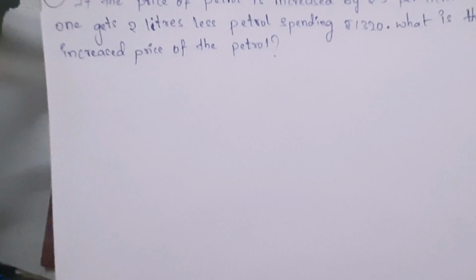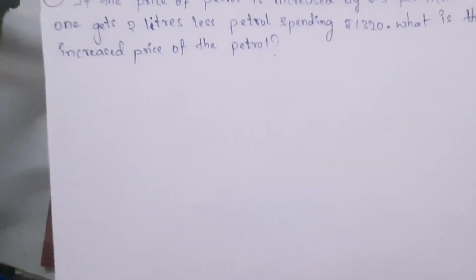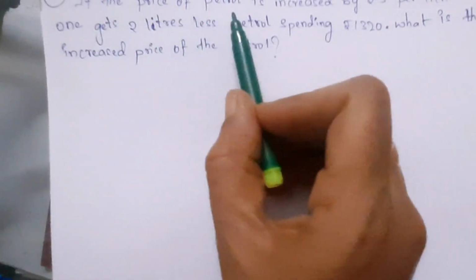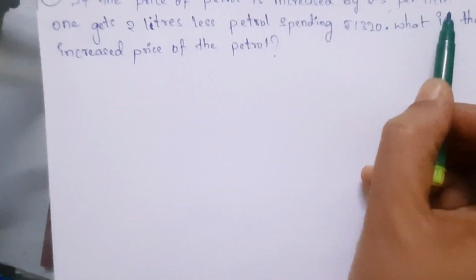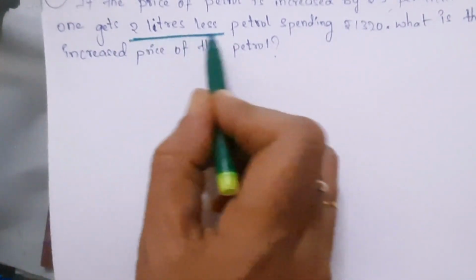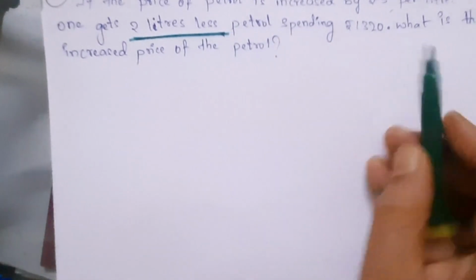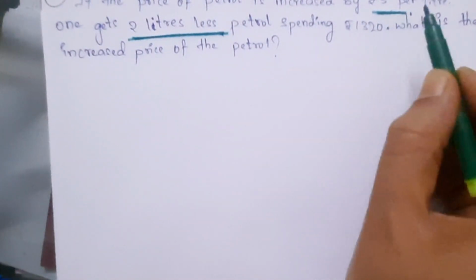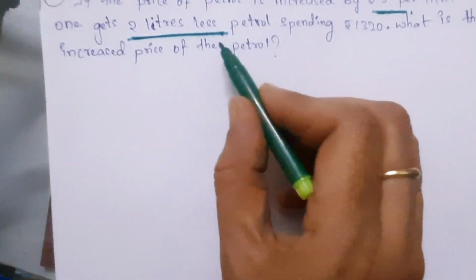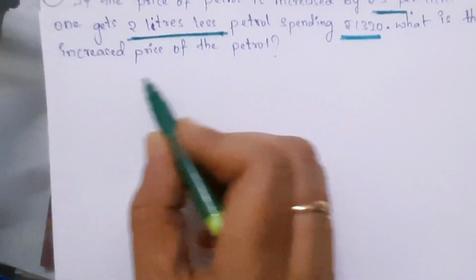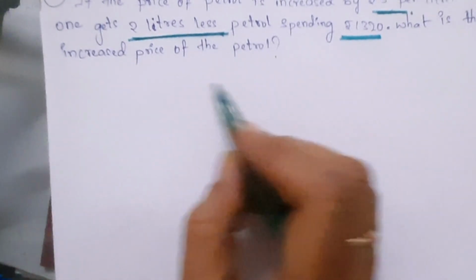Now let's start with one more question. The same type of question is there, but the wordings are different. How will we recognize that these are all of the same variety? Here the question is given: if the price of petrol is increased by 5 rupees per litre, one gets 2 litre less. So whenever less or more is given, this is like time. And 5 rupees per litre is increased, like the speed got increased. And less petrol, spending rupees 1320, so this is like distance. What is the increased price? X we need to find.